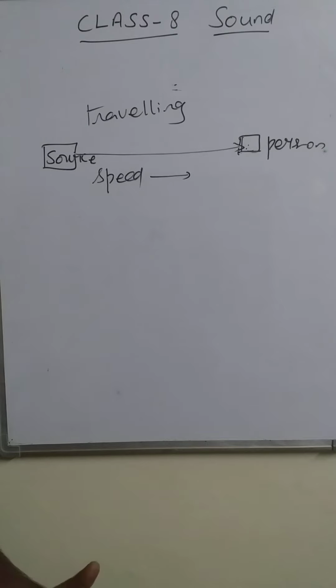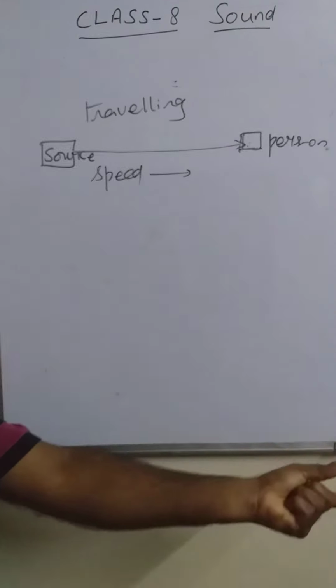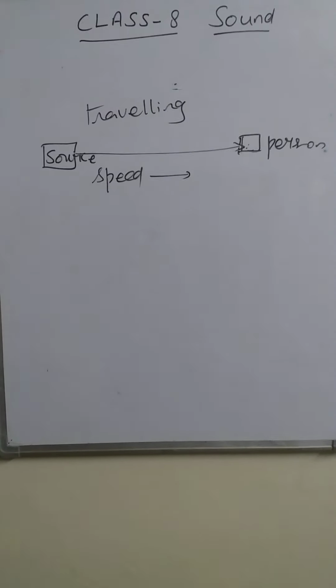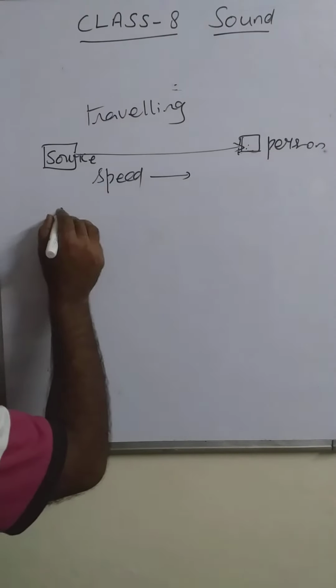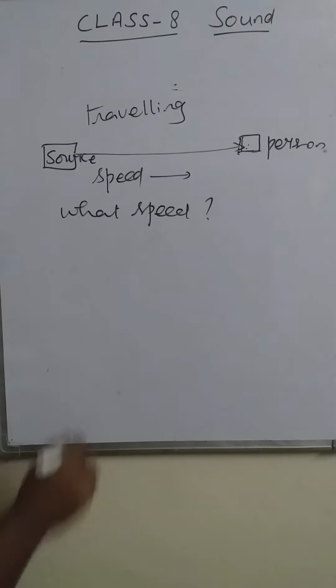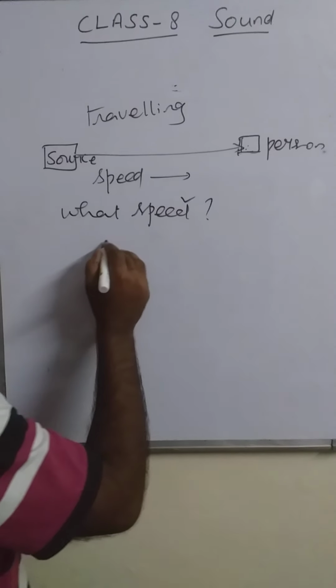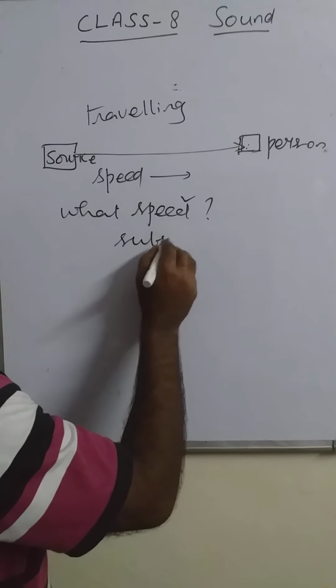Then with how much speed is it traveling? And through what material, or we can ask, is a material required or not required for the traveling of sound? That can be asked. With what speed is it traveling, and through what substance is it traveling? First we'll see through what substance it is traveling.